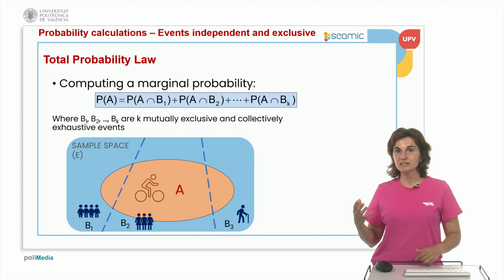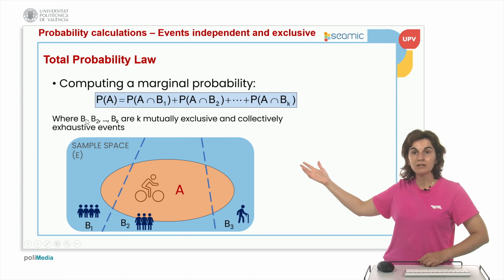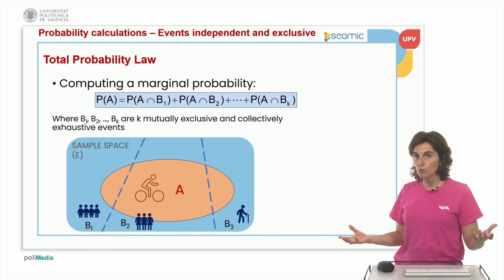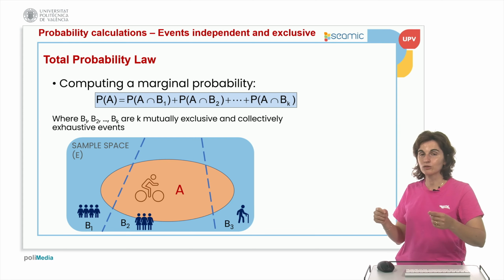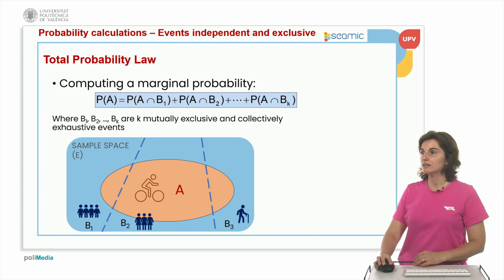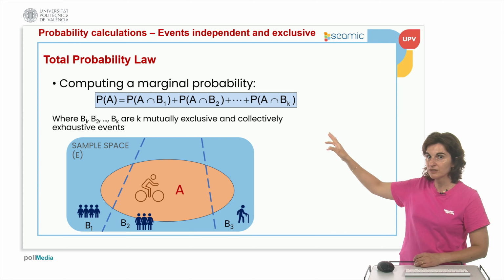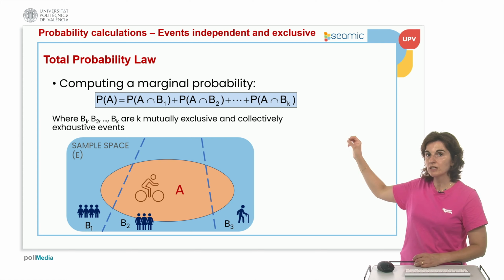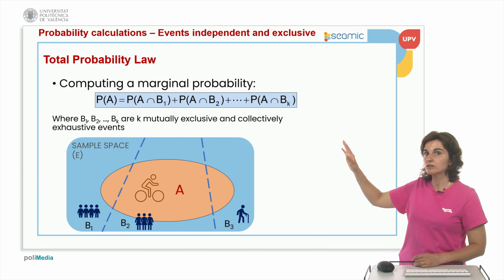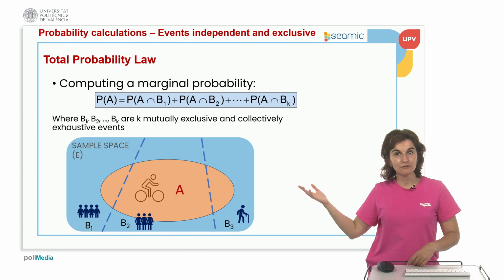So the law tells us that the probability to observe the event that's interesting for us, the probability to randomly select someone who usually uses the bike for riding, can be computed as the joint probability of finding someone from different ages, so the probability of being in B1 and also riding a bike, or B2 and also riding a bike. So this is how it works. This is how the total probability law is defined.